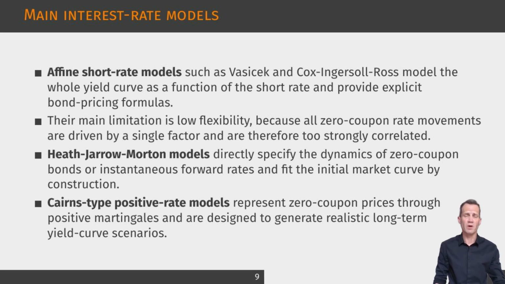Cairns-type positive rate models belong to a class where zero coupon prices are represented through positive martingales. Their goal is to generate realistic long-term scenarios while preserving positive rates. They can reproduce richer long-rate behavior, but their parameters are harder to estimate. The chapter therefore emphasizes the usual trade-off between tractability, empirical realism, and calibration.